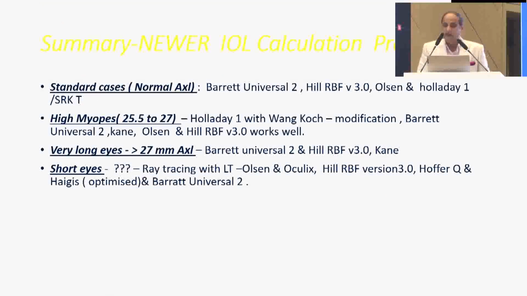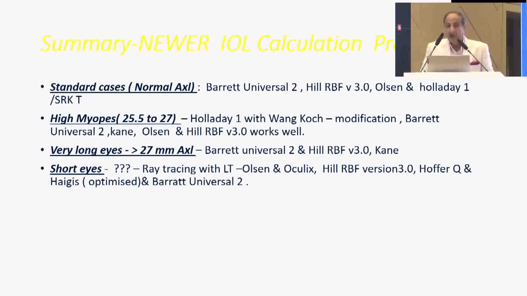So in summary, these are the newer IOL calculation preferences for standard cases. This is one slide which sums up all. For standard cases with normal axial length, Barrett Universal 2, Hill RBF version 3.0, Olsen and Holladay 1, or even the SRK/T are good. But for high myopes, which we qualify as 20.5 to 27, Holladay 1 with Wang-Koch modification or the ULIB modification, Barrett Universal 2, the Kane, the Olsen and the Hill RBF version 3.0 also work very well.